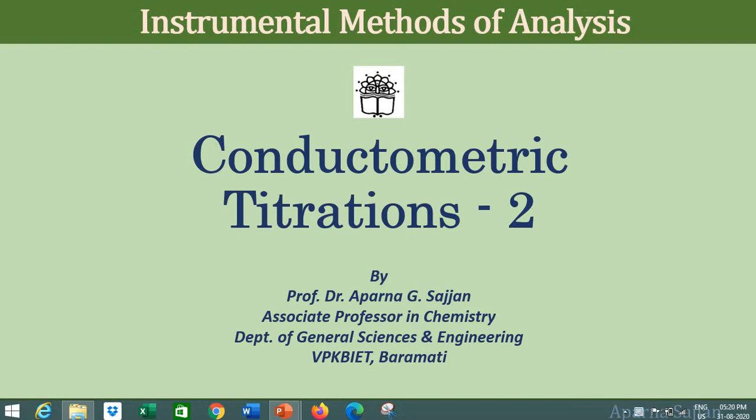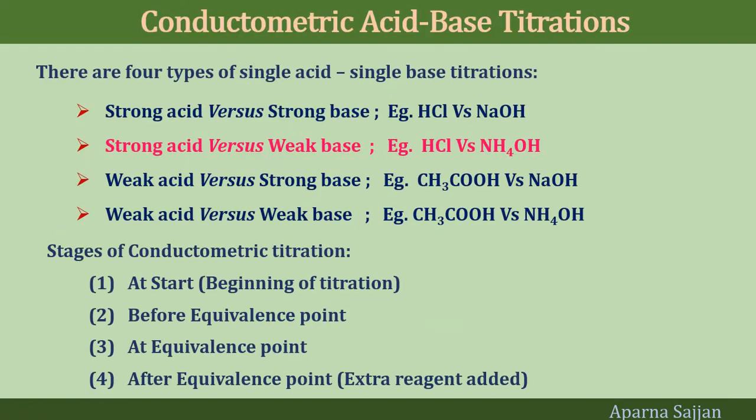In this video lecture, we will discuss next conductometric titration. In the last video lecture, we had discussed a titration between strong acid and strong base. Here we will discuss the titration between strong acid and weak base, taking hydrochloric acid and ammonium hydroxide as example. There are 4 stages where we measure the conductance in the conductometric titration: first, at the start, before adding the burette solution, before equivalence, at equivalence, and after equivalence.